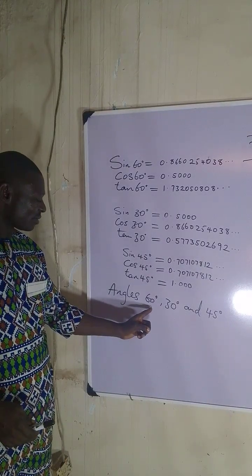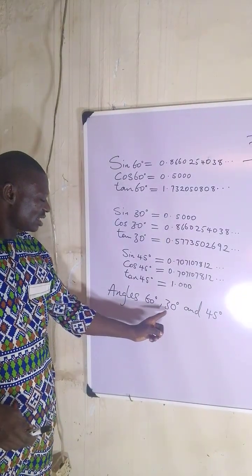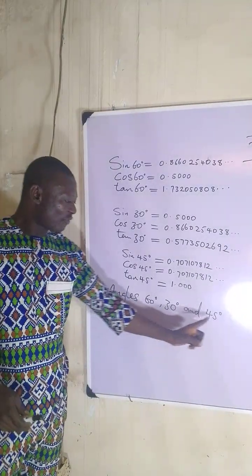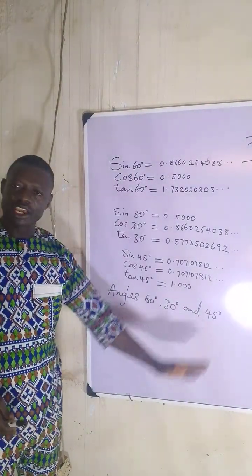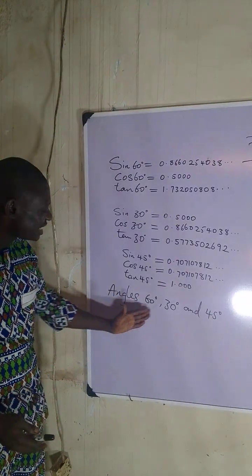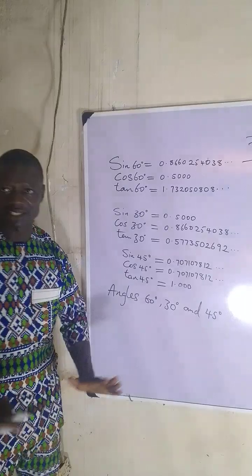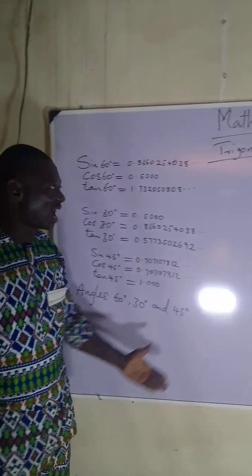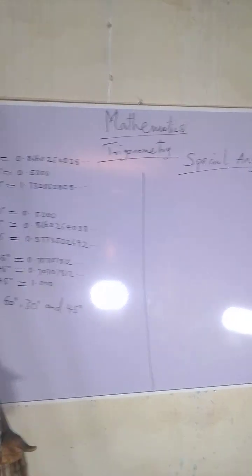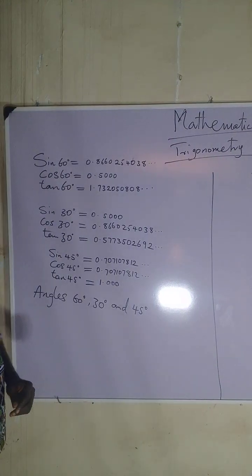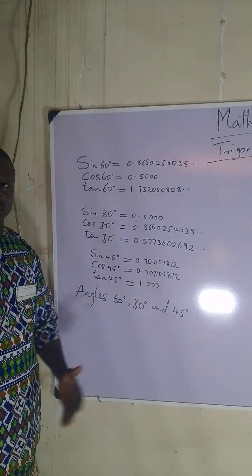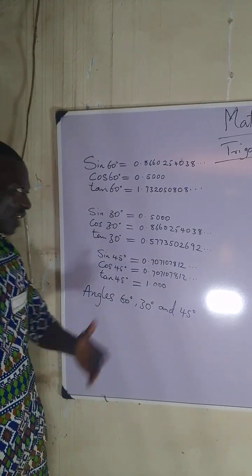Sine 60, cos 60, all these trigonometric ratios of 60, 30, and 45 degrees are very important in mathematics and engineering. Because of that, we want all these values to be exact. Therefore, we are going to use special angles to make sure that they are exact values. They are called special angles because of the role they play in science and engineering.